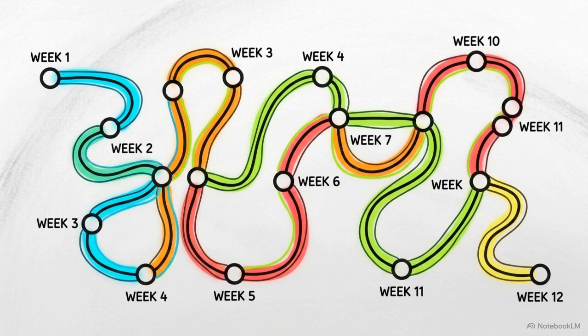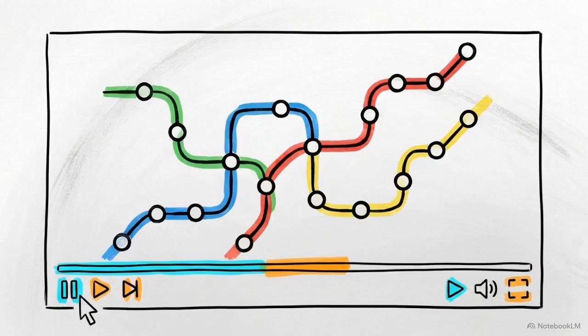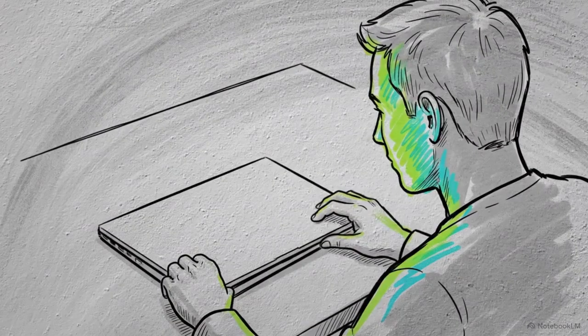Let's review the complete map. This graphic details the entire chronological flow from week 1 through week 12, covering Python basics, time complexity, core data structures, advanced algorithms, and daily practice. Pause the video right now and take a screenshot of this roadmap graphic so you can keep it as your personal guide. Your final challenge is simple.